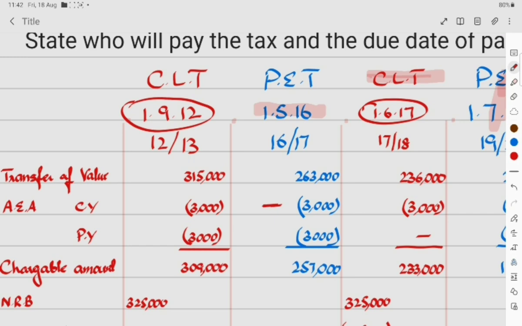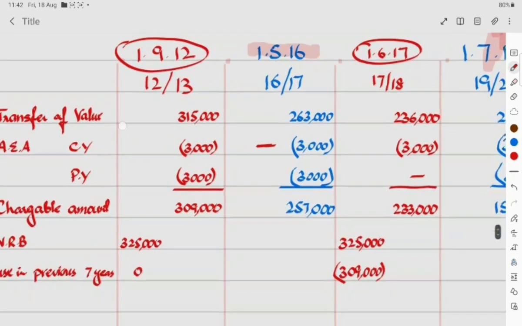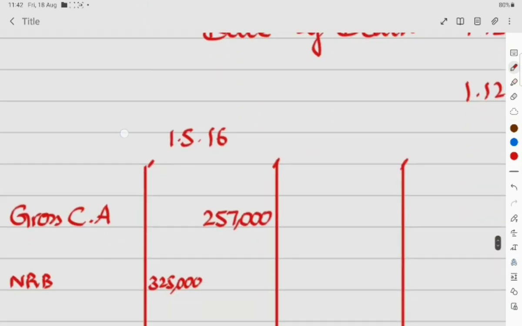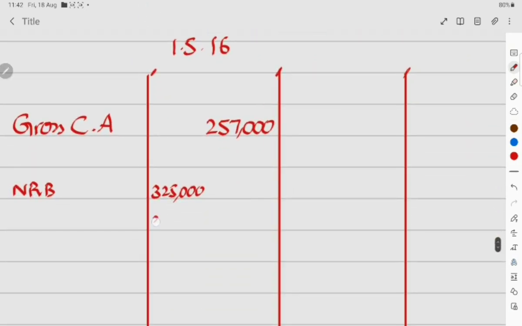So yes, in this case on 1st May 16 the potential exempt transfer has been made, and before that the 7-year period is from 1st May 2009. From 1st May 2009 to 1st May 2016, we made a chargeable lifetime transfer on 1st September 12, and in this transfer the nil rate band of 3,09,000 has been utilized. So as 3,09,000 has already been utilized, the available nil rate band is only 16,000.